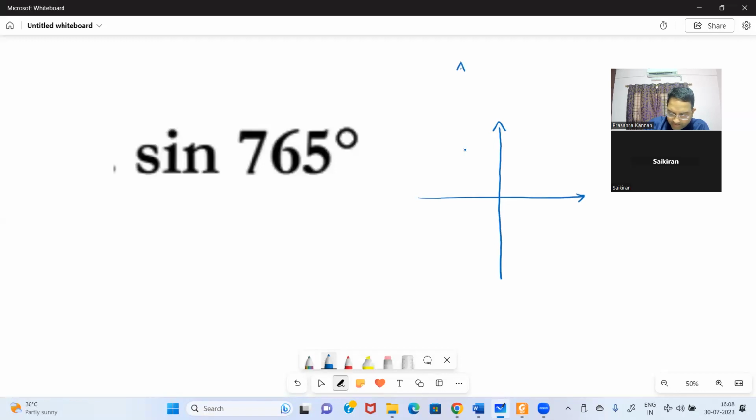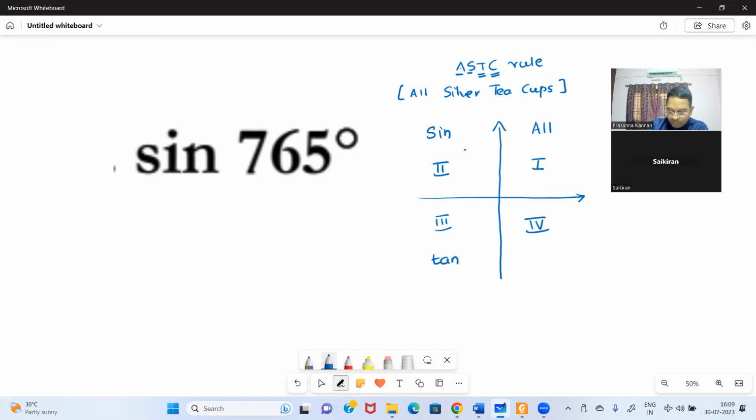So there is a rule called the ASTC rule. We usually say "All Silver Teacups," just a mnemonic for remembering. All trigonometric ratios are positive in the first quadrant. S stands for the sine function, which is positive in the second quadrant. In the third quadrant, the tan function is positive. In the fourth quadrant, the cos function is positive.